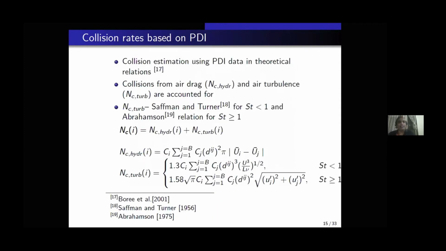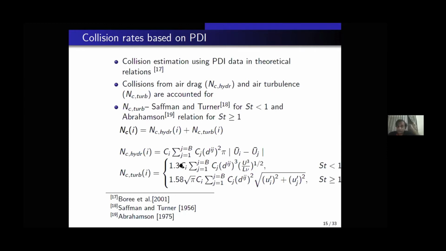So then we said, is there a way in which you can estimate droplet collision rates based on the PDA data that we have collected? Turns out we can do something approximate. We estimate the overall droplet-droplet collision rates based on a few different theoretical-cum-empirical relations. It is essentially separated into droplet collisions due to the air drag and droplet collisions due to the background air turbulence, with the droplets having different dynamics in the background air turbulence flow.